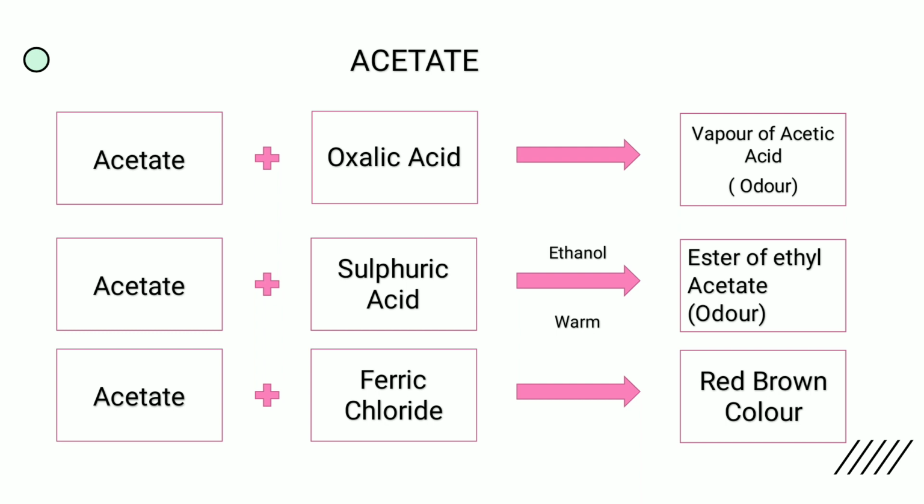Second, the acetate is react with the sulfuric acid, followed by the warming, and we add some ethanol. There is a fumes of ethyl acetate, which having a pleasant smell, and which is the vapor of ester of ethyl acetate. So both of the tests we recognize by the odor. Next test for the acetate is react with the ferric chloride. The solution become a red brown in color, or it may be some of the precipitate are there. That is the test for the acetate.